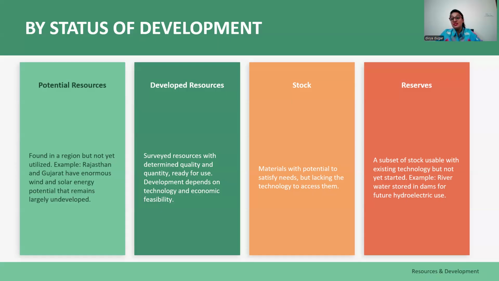Now reserve is like the opposite of stock. Reserves can be put into use with the existing technology, but their use has not been started. Like we know river water is utilized for making dams, but there are some ponds and some small rivers that can also be utilized for making hydroelectricity, but that is not happening. So that is why they are reserves. Understood? I hope I am clear with this.